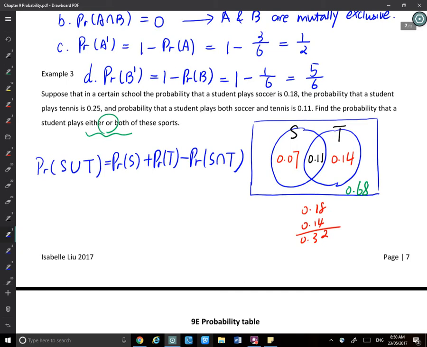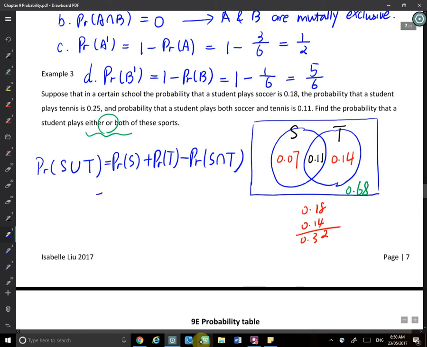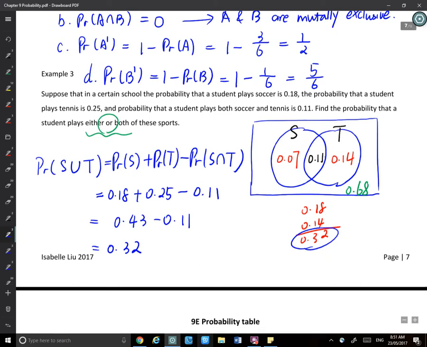You need to know what you want to achieve. I want to find the probability of the union, and I have a formula: probability S plus probability T, subtract the intersection. So that is 0.18 plus 0.25, subtract 0.11. That's 0.32. So it's the same as this event. You add those three numbers and you have 0.32, which is the same here. Either use the Venn diagram or use this formula. I think you save some time if you directly use this formula.